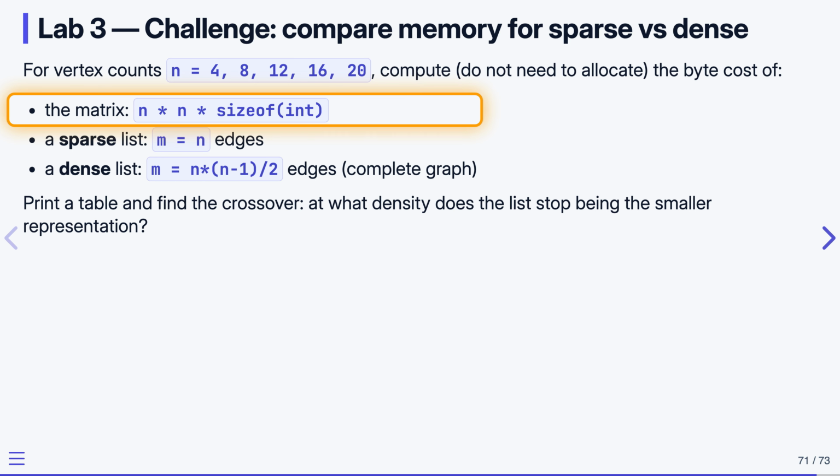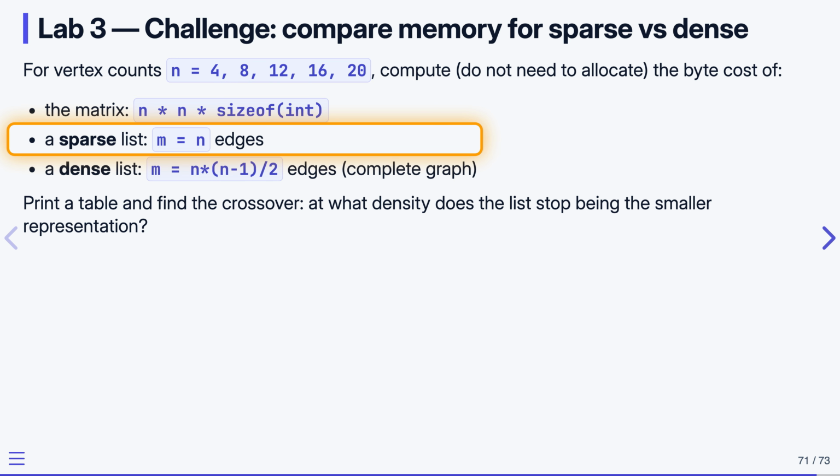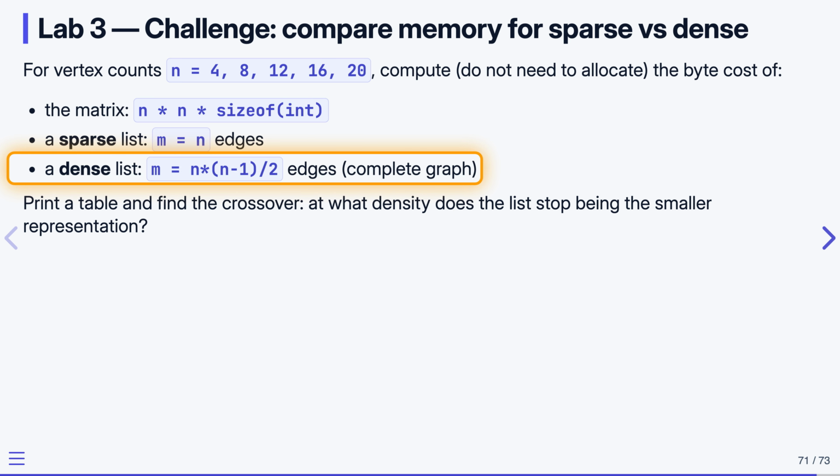The matrix cost is n times n times size of int. Every possible pair gets a cell. For a sparse list, use m equal to n edges. That is roughly 1 edge per vertex. For a dense list, use m equal to n times n minus 1 over 2 edges. That is a complete graph where every pair is connected.